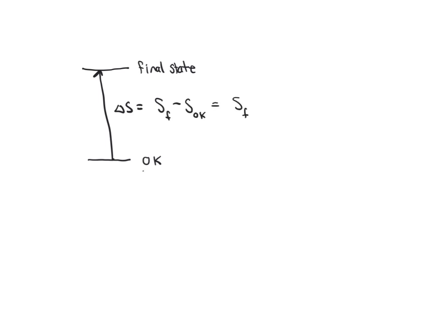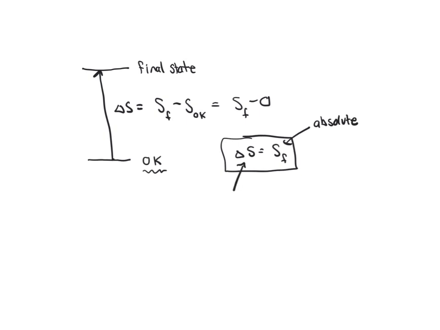But since this reference state is defined as having 0 entropy, minus 0, and therefore that change in entropy will be equal to the entropy of the state that we're interested in. And that's how we obtain an absolute entropy, the actual entropy of the state, from a change in entropy.